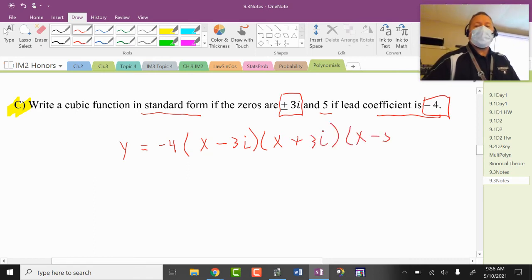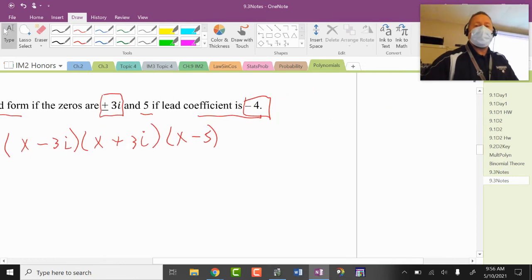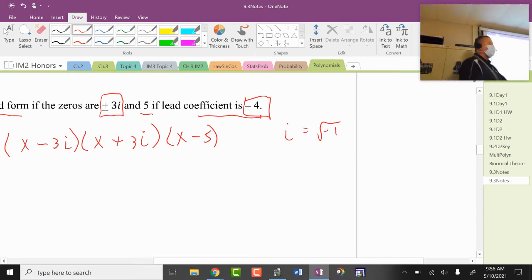And then don't freak out, but we do need a review about i. We've got to remember that i is the square root of negative 1. Remember that, I hope, and understand why we had that little unit and had to do that. We did that within the quadratic formula, simplifying radicals and then throwing in what is i.